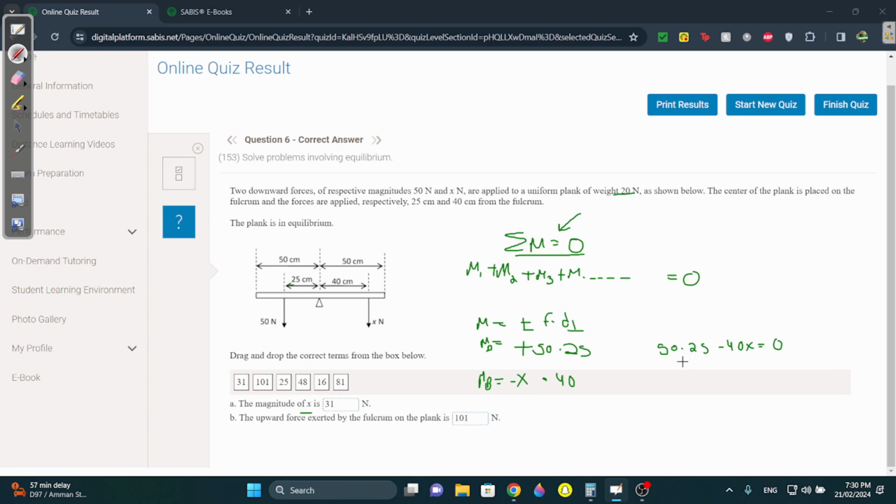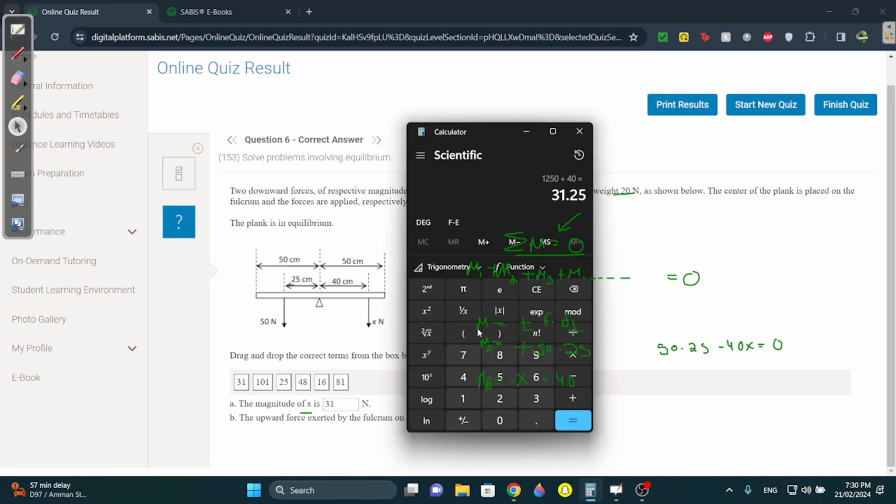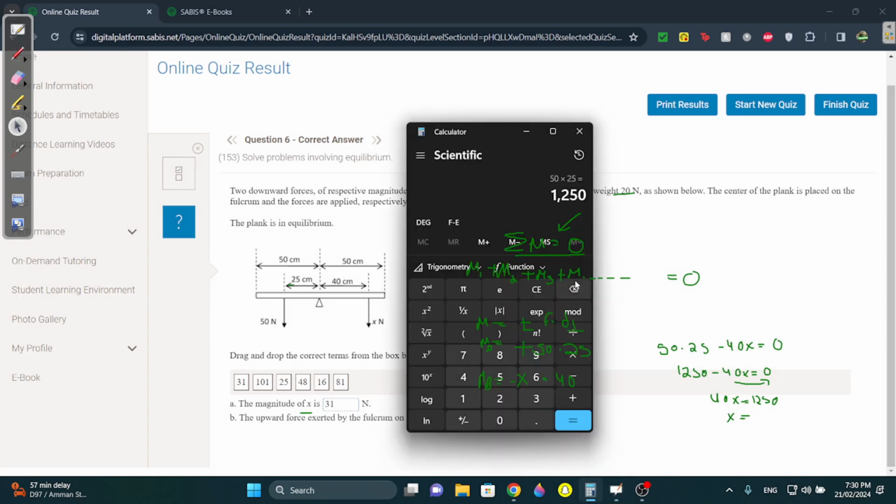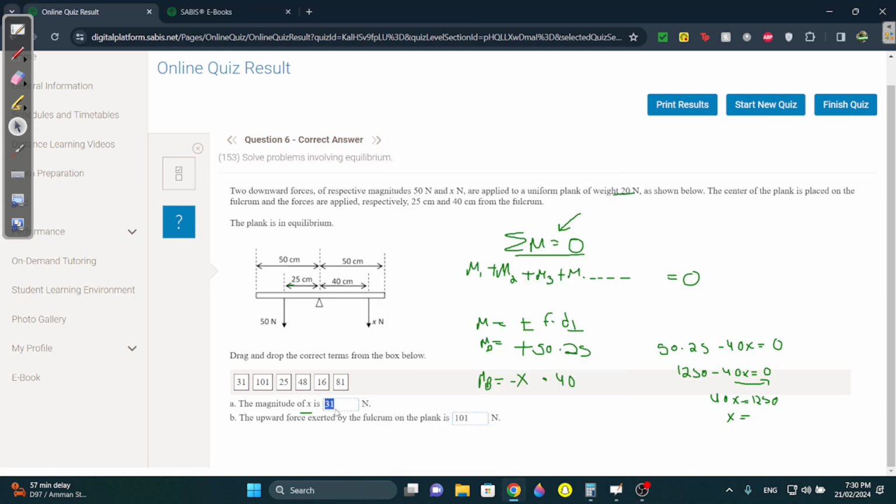Let's solve this. 50 times 25, I'll do it in front of you, is 1250. So 1250 minus 40x equals 0. Take 40x to the other side, you get 40x equals 1250. So x equals 1250 divided by 40, which on your calculator should be 31.25, and they rounded it to 31.